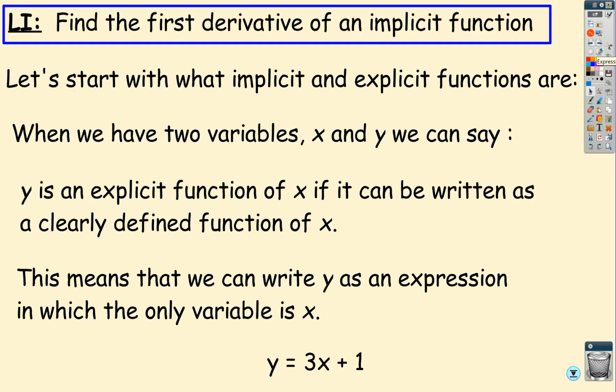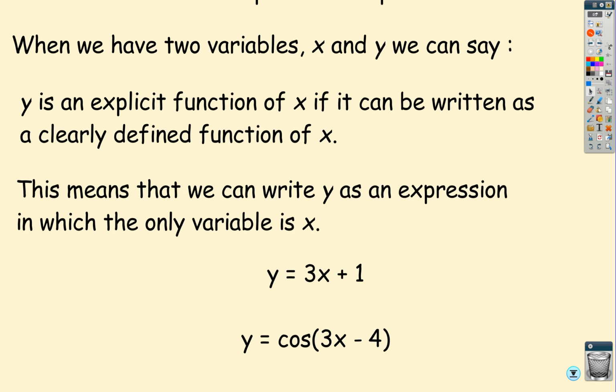Now, when we have two variables, most commonly x and y, what we can do is say y is an explicit function of x if it can be written as a clearly defined function of x, right? So this means that we can write y as an expression in which the only variable is x. So like the straight line equation, y equals 3x add 1, or a trig graph, y equals cos 3x minus 4. These are explicit functions. They are explicitly defined as y in terms of x, okay? Or just one variable in terms of the other.